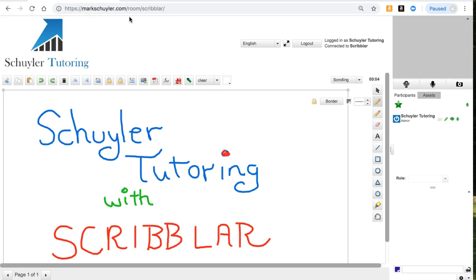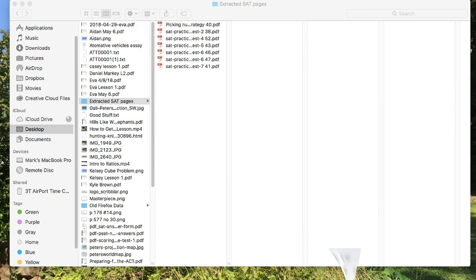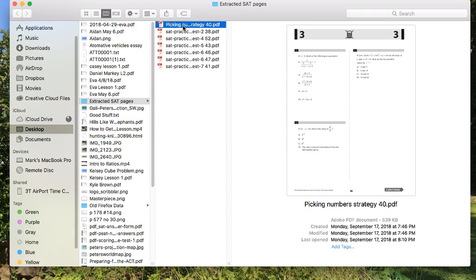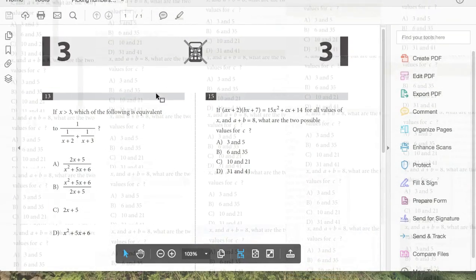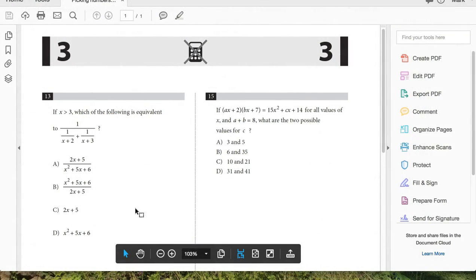So I've selected a number of problems from the official SAT study guide. I've pulled out maybe a half dozen problems that I think are really good examples that we could use the strategy on together. So let's start right away with number 13, with lucky 13.